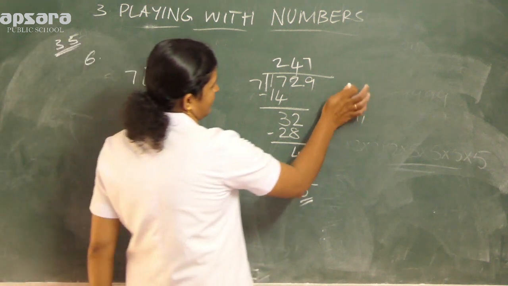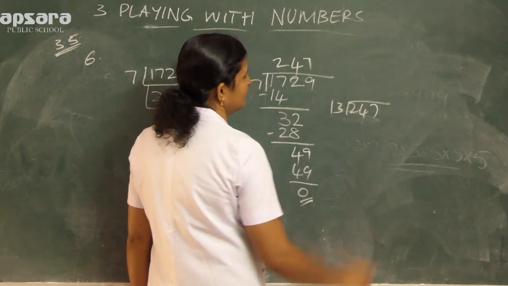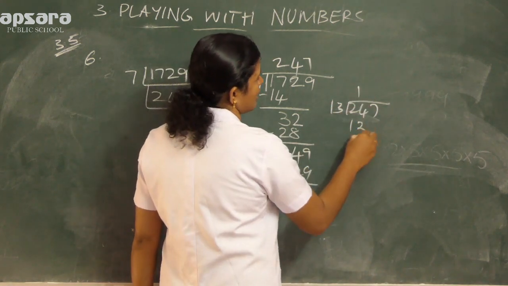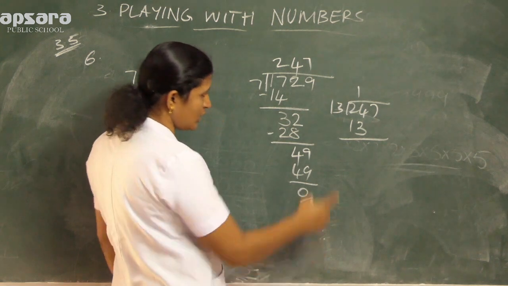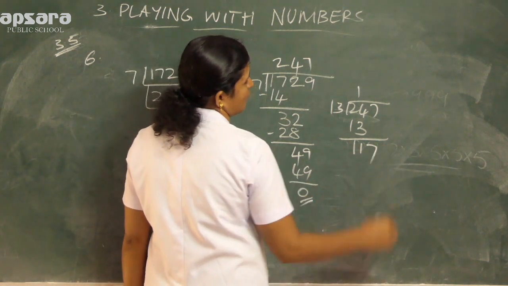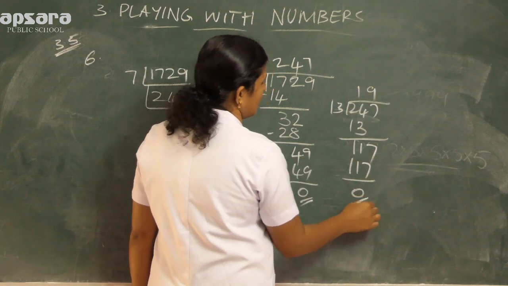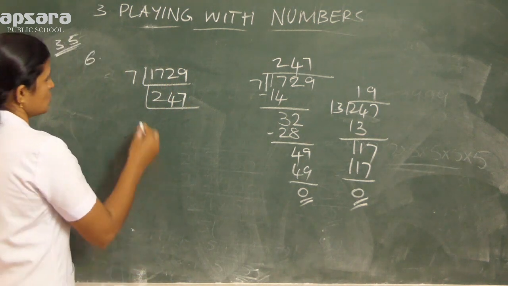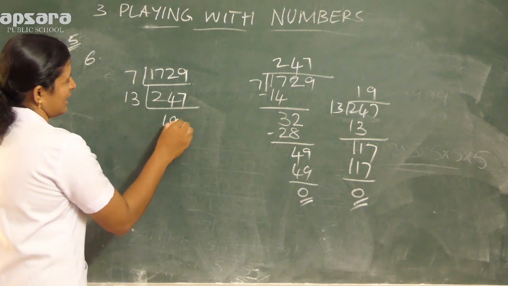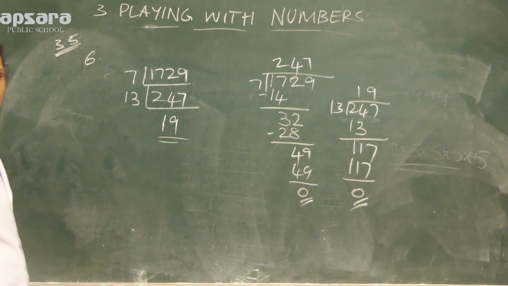Next, which is the next possibility? 13. Let us take 247 divided by 13. 13 ones are 13. Can you take 2 times? No. So 7 plus 4, 11, 117. 13 9s are 117. So 13 19s are 247. 19 is a prime number, so we'll stop.